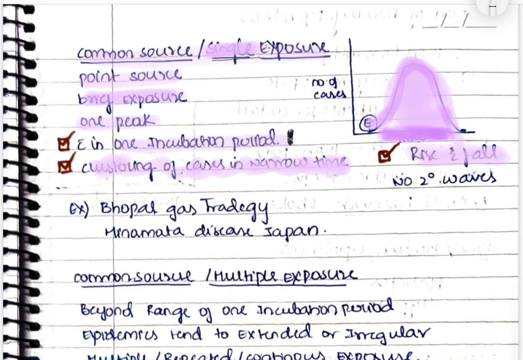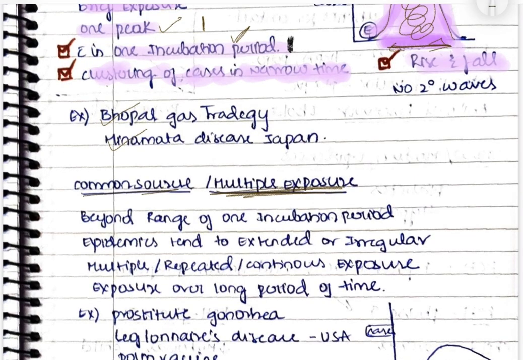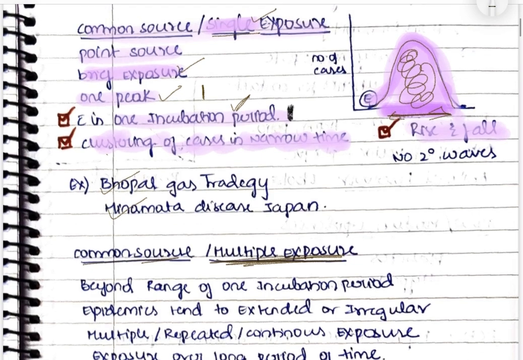So using this word single, you will be remembering this single exposure or the brief exposure, and one peak, and also one incubation period, right? And within this one peak, you will be seeing this clustering of cases within a narrow period of time because of the brief exposure. So write about all these points, and the examples include this Bhopal gas tragedy and Minamata disease in Japan.